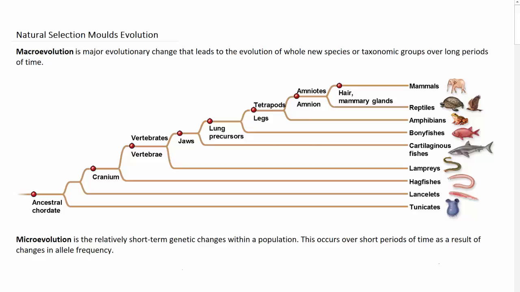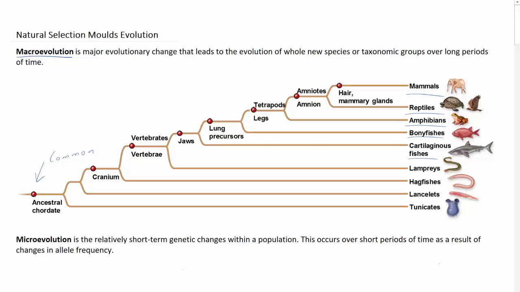When most people think of evolution, they think of the evolution of whole new species or taxonomic groups over long periods of time. This is actually referred to as macroevolution, as shown in this evolutionary tree here, where you have a common ancestor from which new groups of species or taxonomic groups have evolved, such as mammals, reptiles, amphibians, and fish.